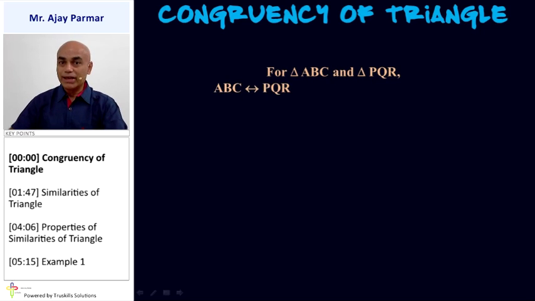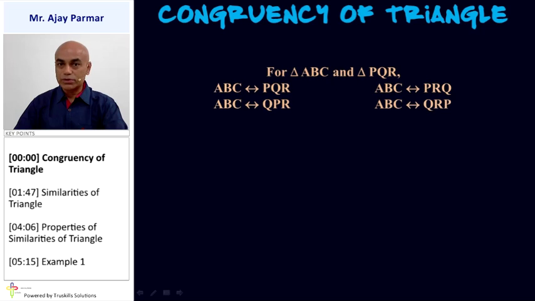For example, ABC corresponds to PQR, or else ABC corresponds to PRQ. Same way, ABC corresponds to QPR, or ABC corresponds to QRP. ABC corresponds to RPQ, and ABC corresponds to RQP.